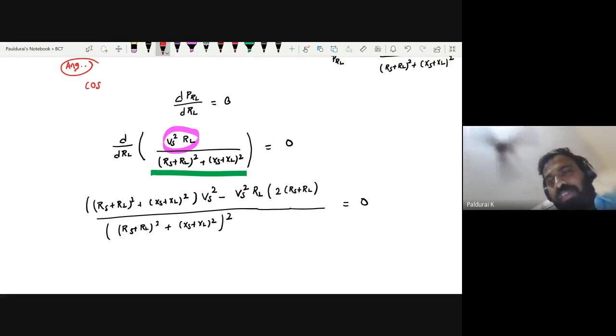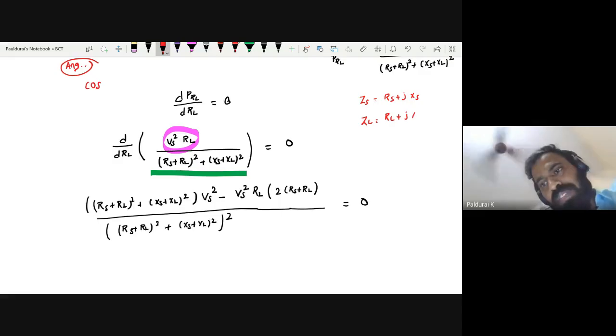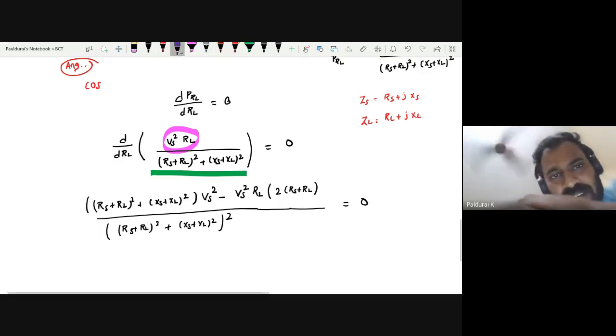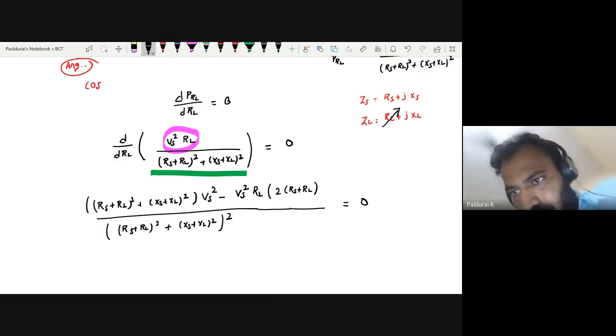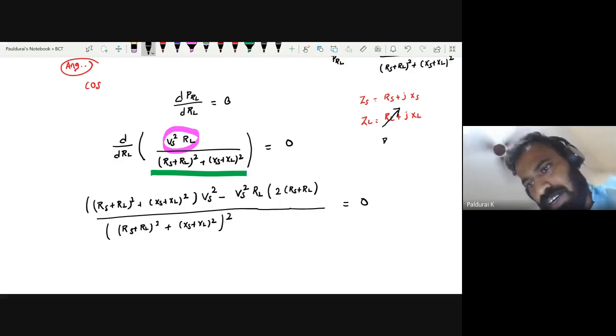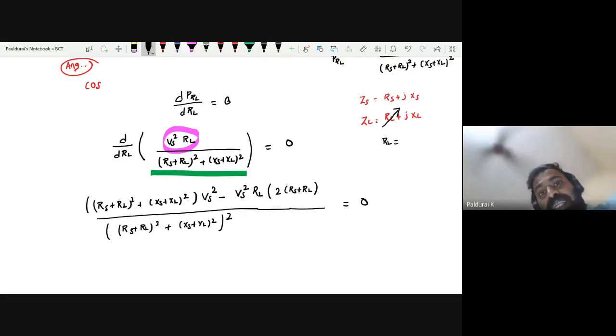How to remember the final expression? Since I am playing with ZS, this is Rs plus j Xs. ZL, this is RL plus j XL. My RL is variable, right? So if you derive the formula, you will get RL equals, take the magnitude of the remaining thing.